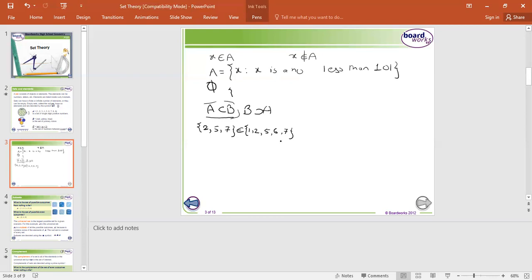Next is a finite set and infinite set. A set is said to be finite set if it contains a finite number of elements. All other sets are called as infinite sets.